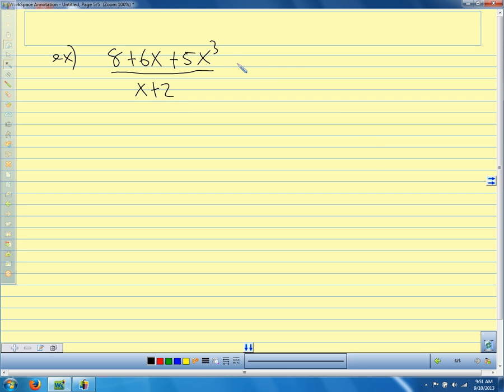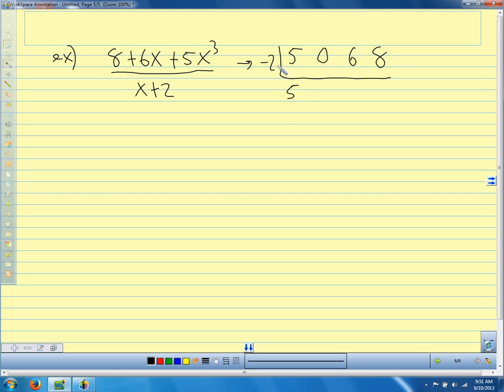All right, so when we set up our synthetic division, what are we going to write? How are we going to write our numbers? 5, 0, 6, 8. Yes? I don't understand where the 5 comes from here. The 5 comes from the x cubed term. The 0 comes from the x squared term. There's no x squared term, so that's a 0. The 6 comes from the x term, and the 8 comes from the constant. Okay? And what do I write out here? Negative 2.